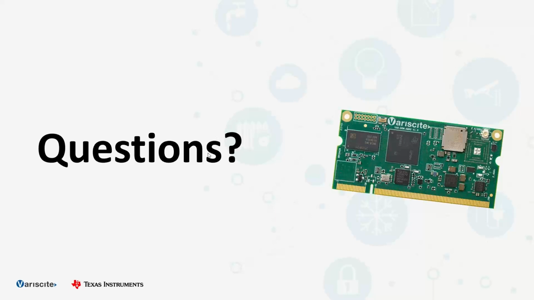Does AM62 support ISP for Bayer to YUV conversion? So the AM62 device itself does not have an ISP. So out of the box, if you're working with a camera, you would have to have either an on-chip ISP like the OV5640 or an on-module ISP. You can do software ISP, but you're really going to have to downscale your resolution.